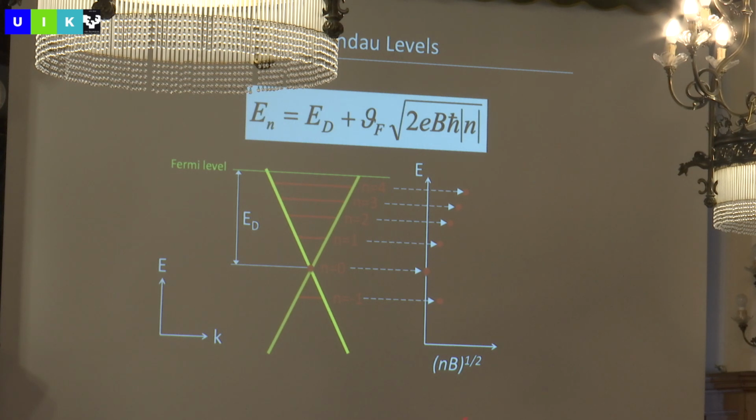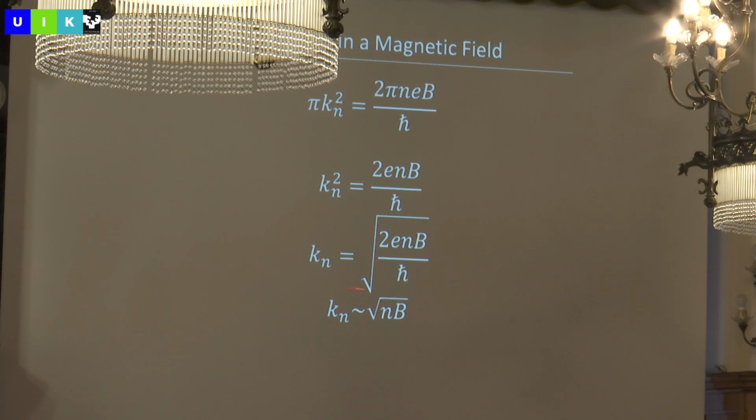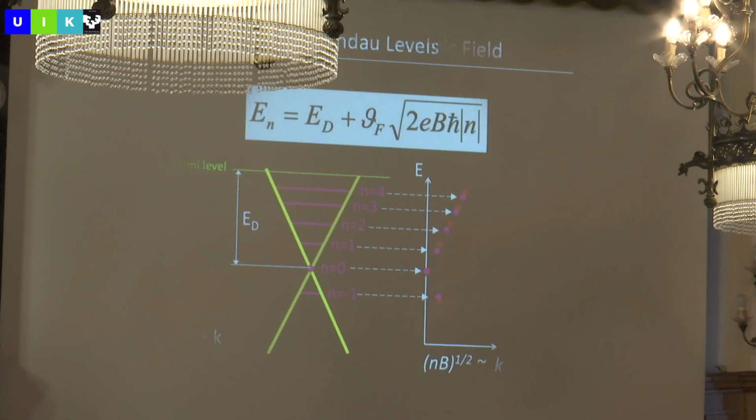And very quickly, why square root NB? That's because square root NB actually represents the momentum at that particular energy. So plotting the energy versus square root NB is exactly like plotting E versus K without the Landau level. So what you can do is plot energy versus square root NB for different magnetic fields, connect them together, and you'll get the dispersion without a field.